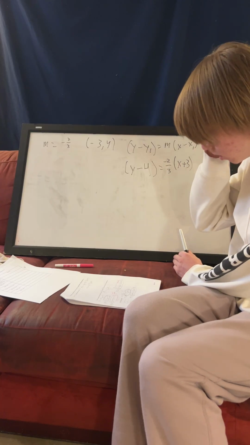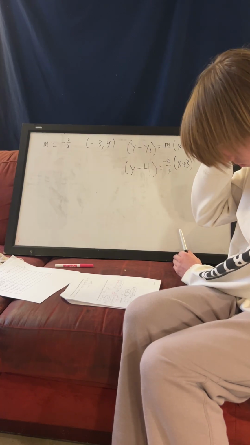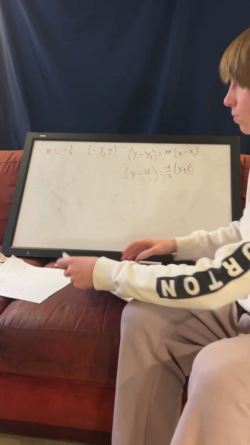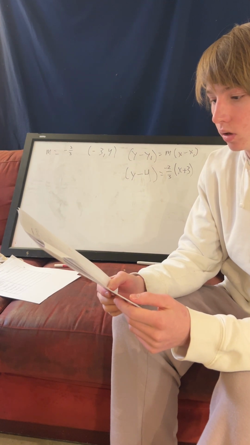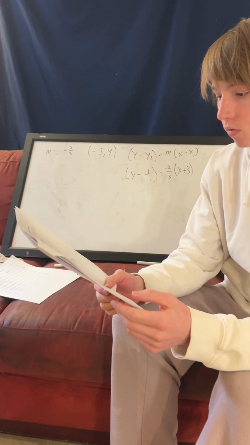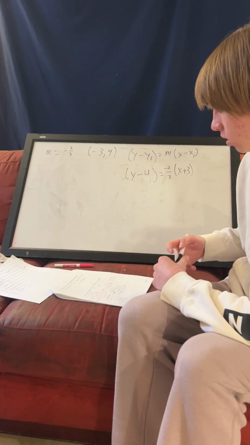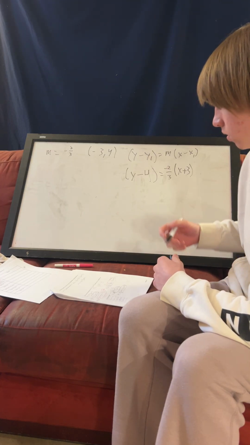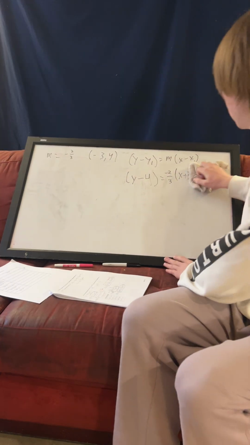Now, part B, it says line passing through the points negative 1, 2, and 2, 3, and write it in standard form. So first thing we can do, I'm going to erase this first bit because this is going to be big.